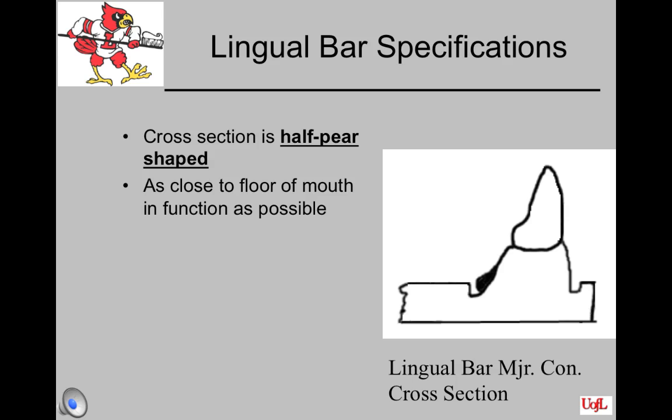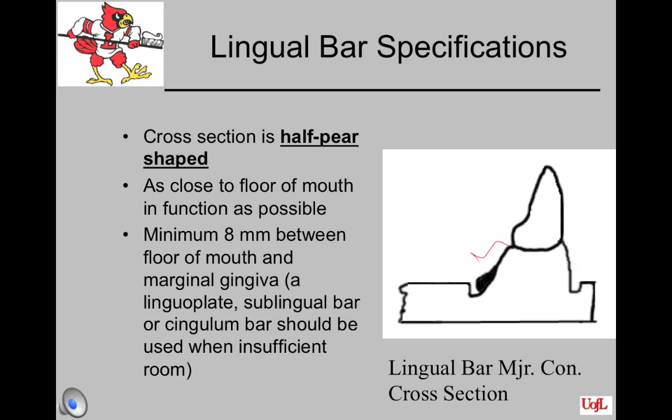If it's really high, the tongue is drawn to it, and a nervous person might find it quite distracting. A minimum of 8 millimeters exists between the floor of the mouth and the marginal gingiva, or if it doesn't exist, a lingual plate, sublingual bar, or cingulum bar should be used. We usually use the lingual plate as our next choice. That 8 millimeter number is derived from the fact that you have to avoid the marginal gingiva by 3 millimeters, and the bar itself has to be 5 millimeters in width.